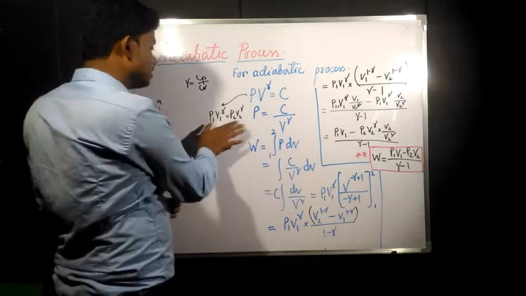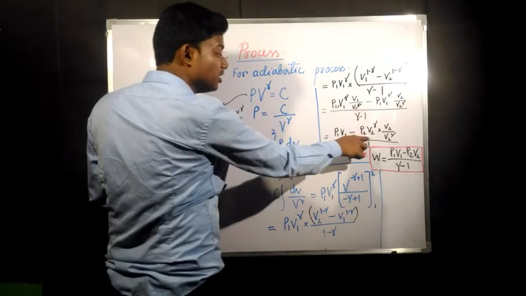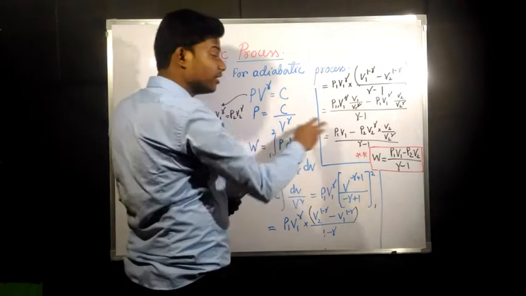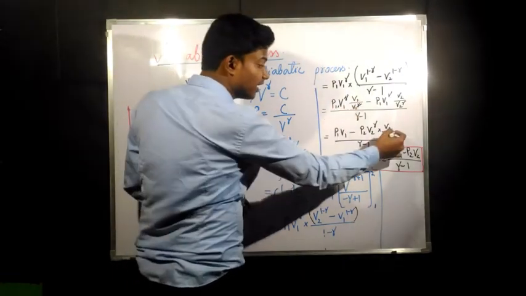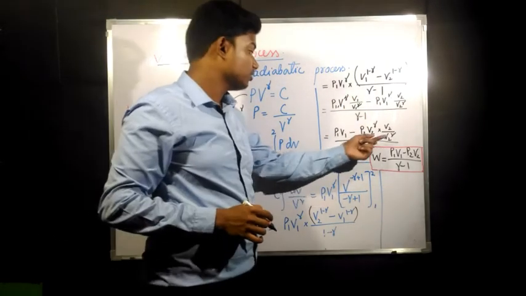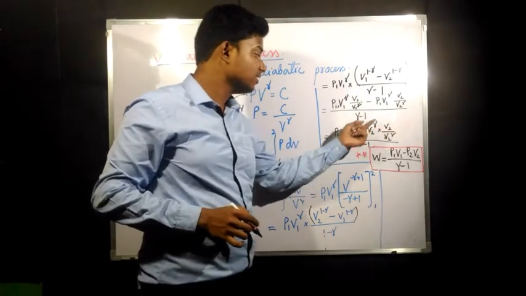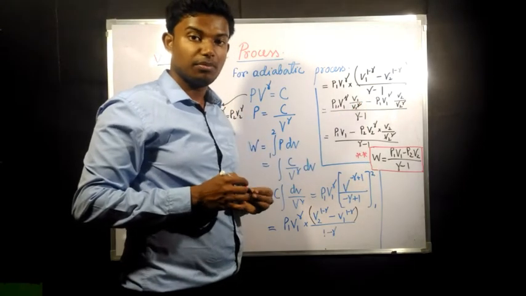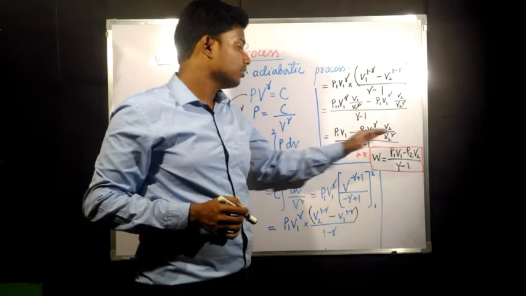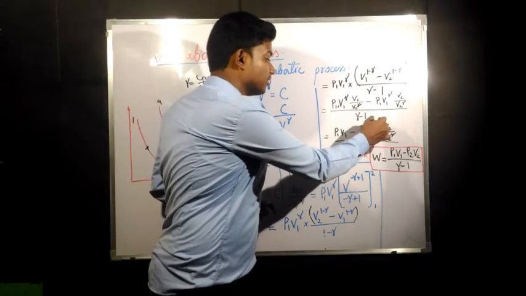From here we can replace P1 V1 to the power gamma with P2 V2 to the power gamma. We are replacing this so that we can cancel out V2 to the power gamma and V2 to the power gamma. So for cancelling these two, we are replacing P1 V1 to the power gamma by P2 V2 to the power gamma. Now these two get cancelled.